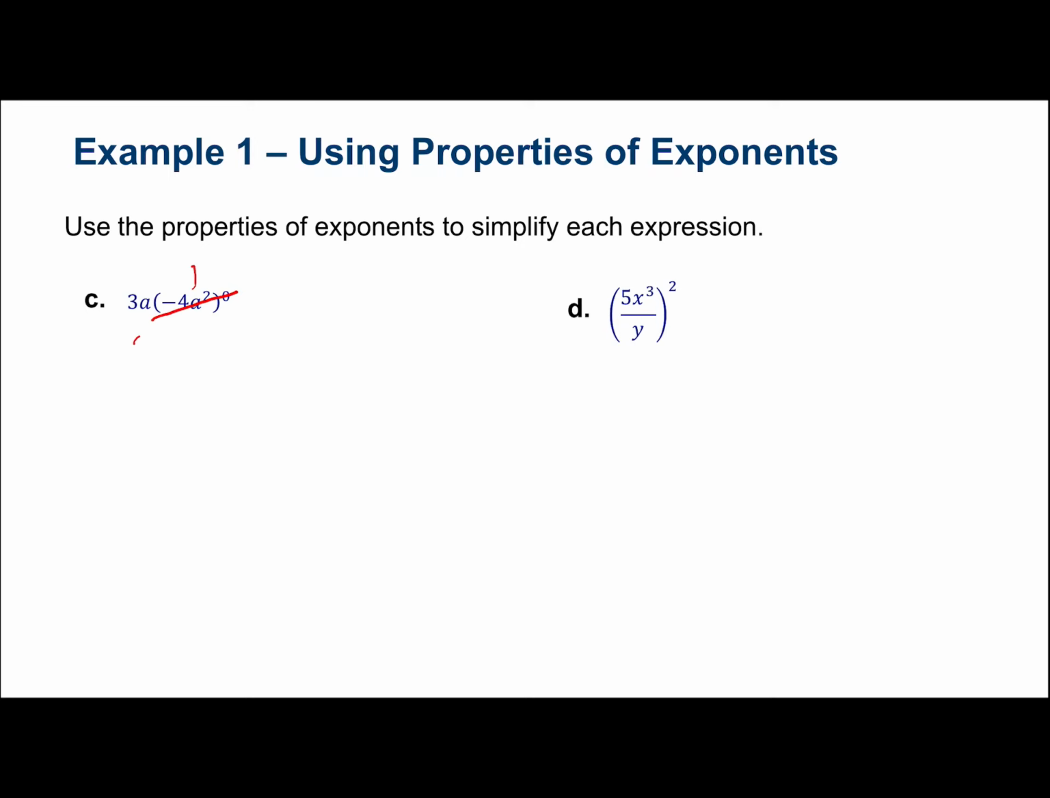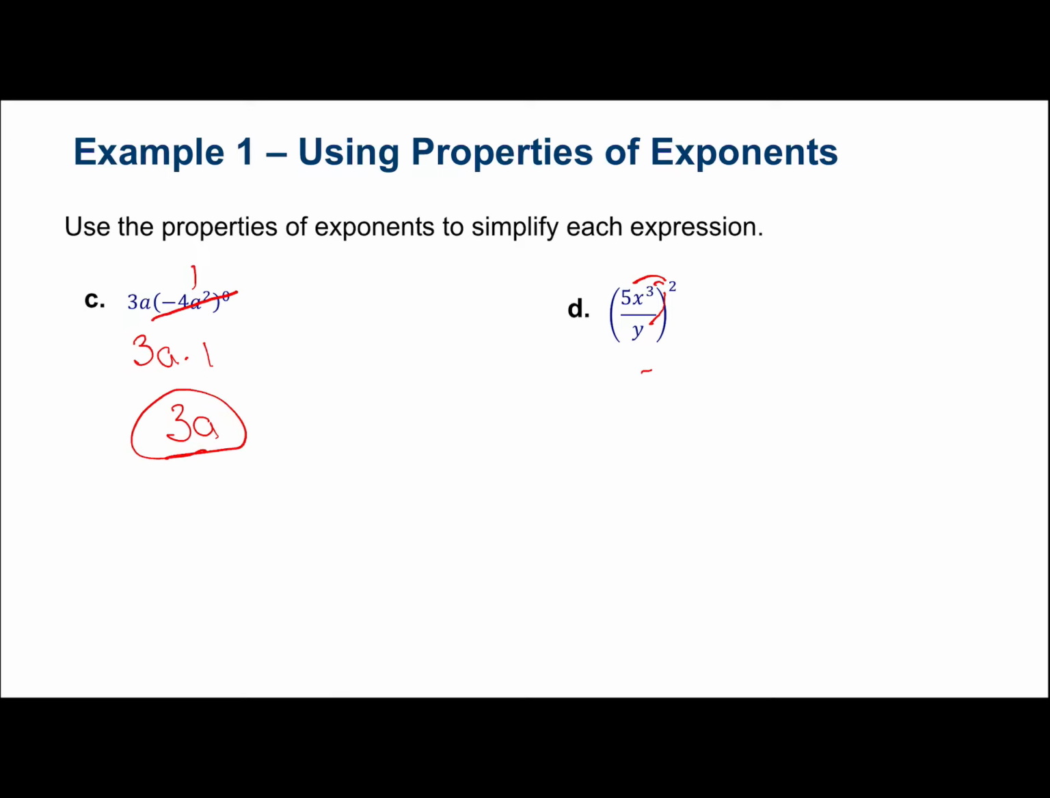Part C, I have 3a times, in parentheses, negative 4a squared, all to the 0. Remember, this 0 goes to everything in the parentheses, and anything to the 0 power is 1, so all of this just equals 1. So this is like 3a times 1, which would just give us 3a.